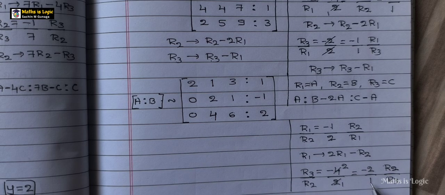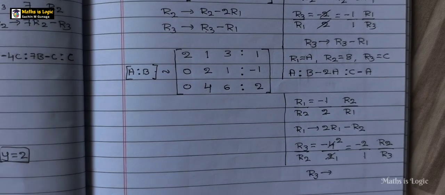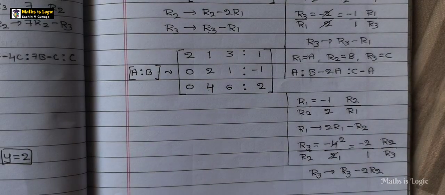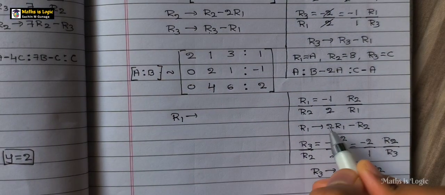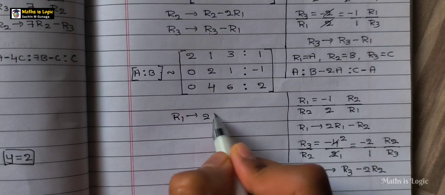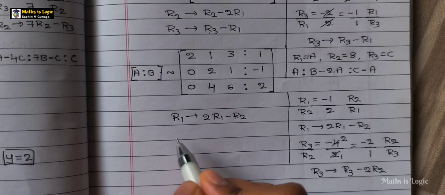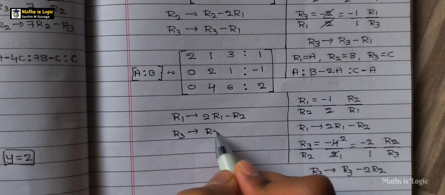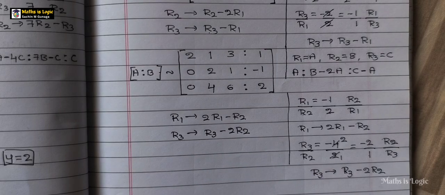Therefore R3 changes to 1 into R3. 1 into R3 is R3 minus 2 into R2, which is 2R2. Therefore write first R1 changes to 2R1 minus R2, and R3 changes to R3 minus 2R2.